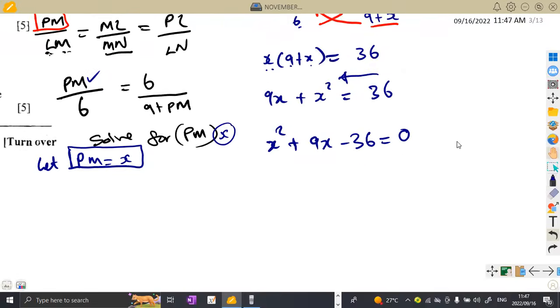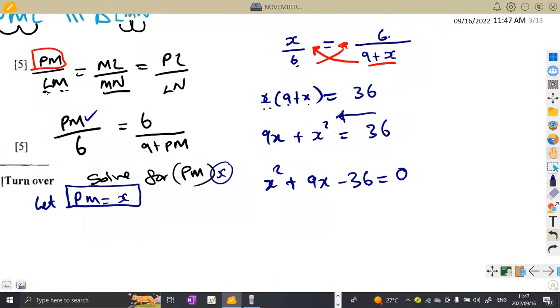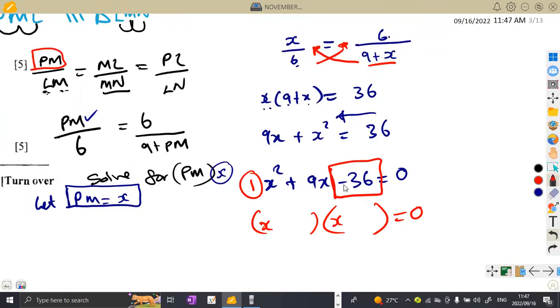As you can see, guys, the coefficient of X squared here is 1. So if the coefficient of X squared is 1, I'm just going to have 2 brackets, which I equate to 0. X and X, remember, we focus on the constant term, which is negative 36. What are the factors of negative 36? If we add these factors, they must give us the positive 9. That is what we need.